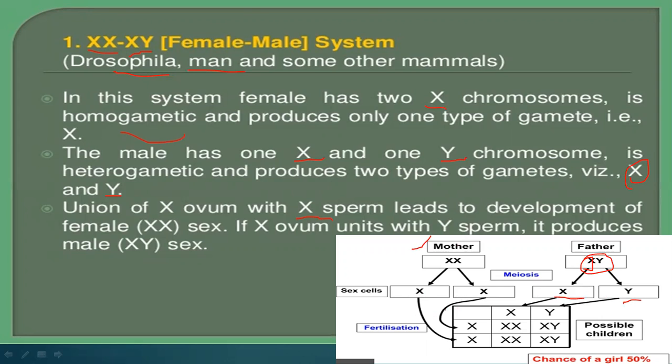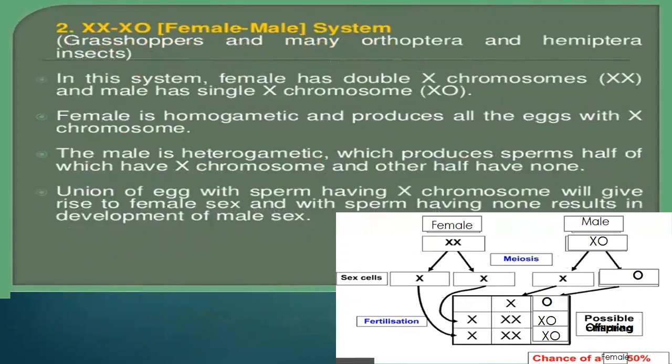So when these gametes again fertilize, there is the probability of possible children: 50% will be female and 50% will be male, like XX and XY, then XX and XY. So 50% will be male and 50% will be female.